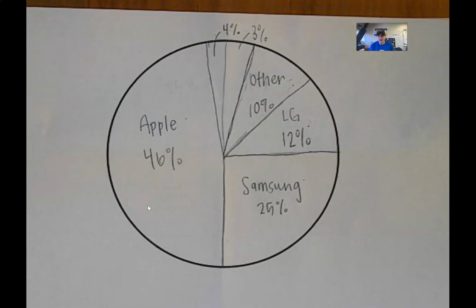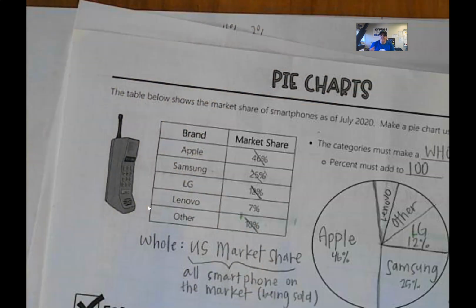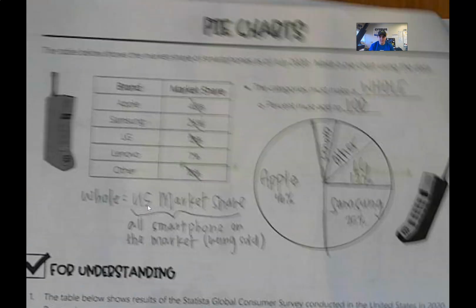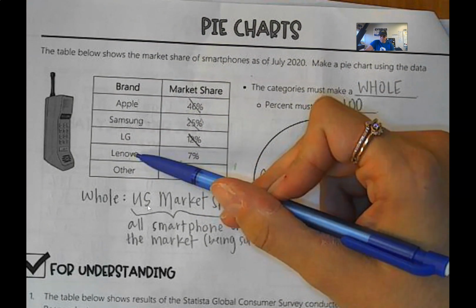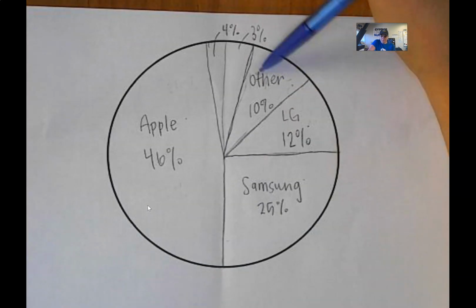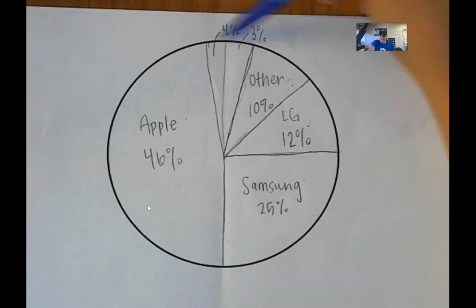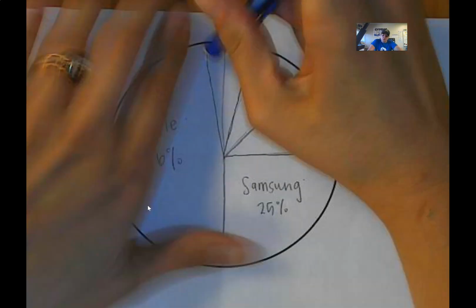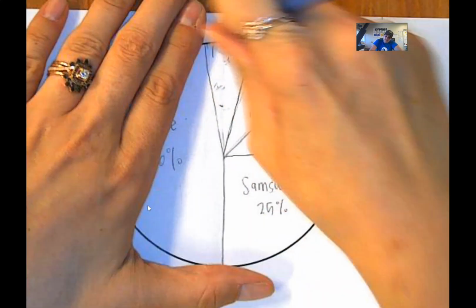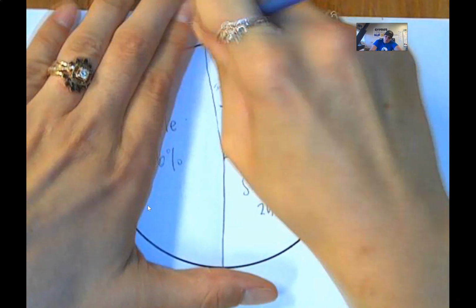Once again, if you added up all the percents that I have written on my circle, we're still at 100. If I go back to my table, I just did the 10% one, so all I need is this last brand, which is Lenovo. If I go back to my pie chart, I can see that the portion of the circle that I have left does add to 7%. So that means that this slice is Lenovo.